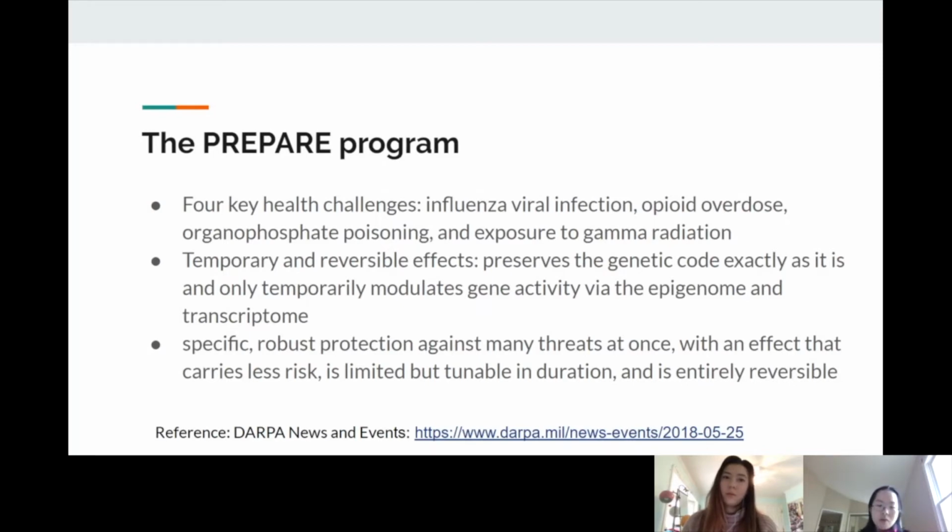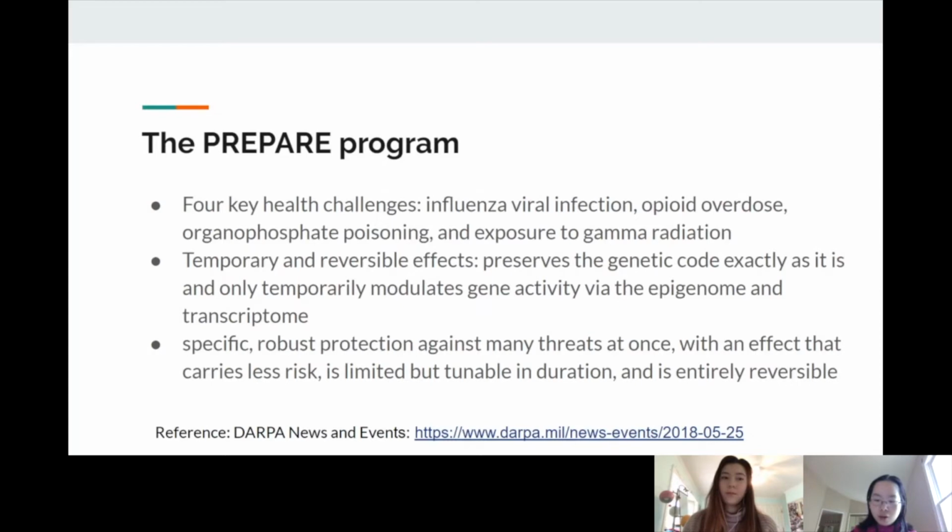So this program really aims for temporary and reversible effects. And this is really key because it's not like a permanent change that you sometimes see in some gene therapies, where you change the DNA of the cell and it's forever changed. So in this program, they aim to preserve the genetic code, preserve an individual's DNA exactly as it is, and only temporarily modulate gene activity via the epigenome and the transcriptome. You can think of these broadly as chemical messengers that tell the cell what to do. But the key here is to temporarily modulate gene activity. This is not a permanent change.